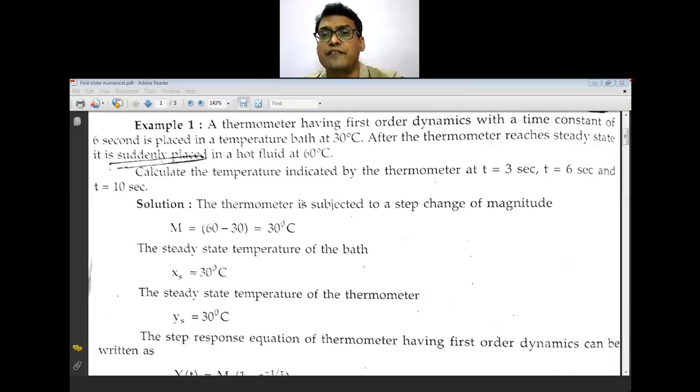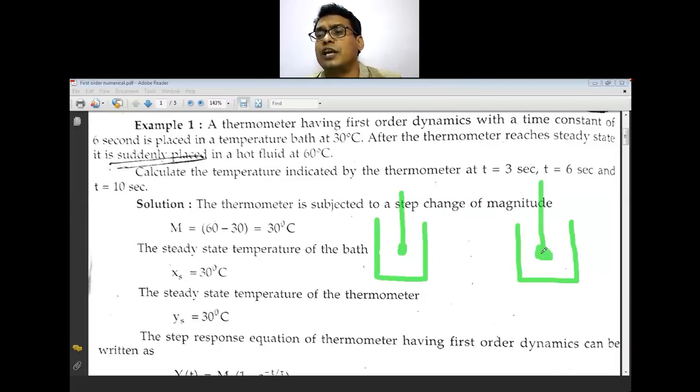Now the numerical is a thermometer, a very common example, which you can also imagine. A thermometer having first order dynamics with a time constant of 6 seconds is placed in a temperature bath at 30 degrees Celsius. After the thermometer reaches a steady state, that means it has attained 30 degrees Celsius, it is suddenly placed into a hot fluid at 60 degrees Celsius. That means initially the thermometer is at 30 degrees Celsius, and then it is suddenly exposed to 60 degrees Celsius.